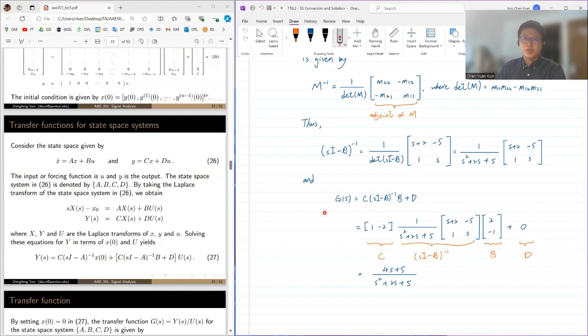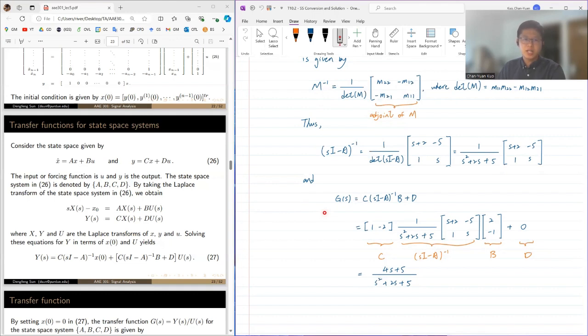We can now substitute this expression for the inverse of sI minus A back into the expression for G of s and get G of s equals 4s plus 5 over s squared plus 2s plus 5. Okay, we've looked at how to obtain a state space model for an LTI system described by an LCC ODE, and how to obtain the transfer function of an LTI system described by a state space model.